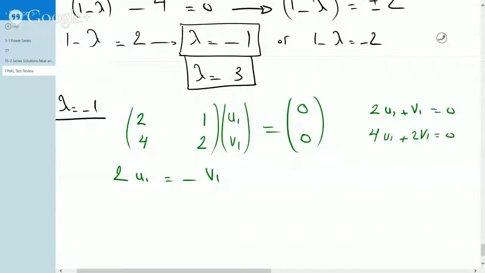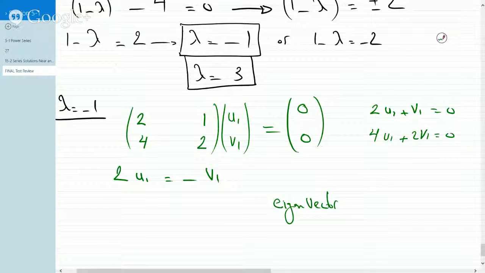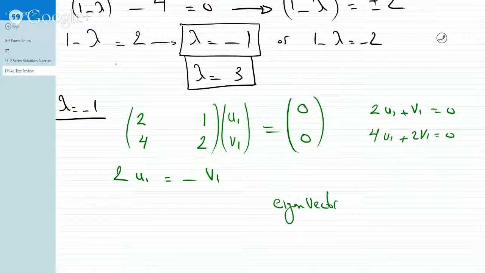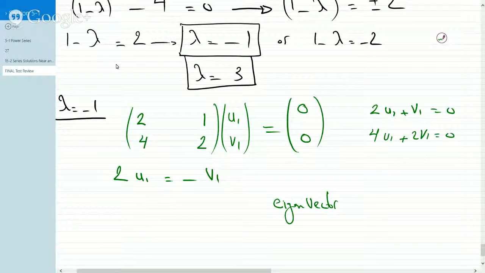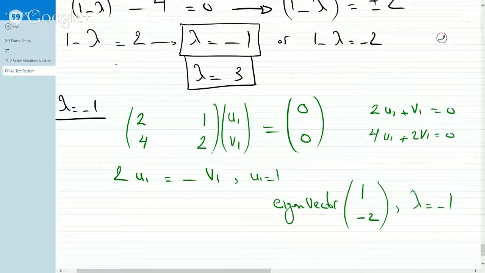So now our eigenvector will be, if u1 is 1, v1 is minus 2. I set u1 to be 1, I plugged it into this equation and I solved for v1. So this is my eigenvector for eigenvalue lambda equal minus 1.